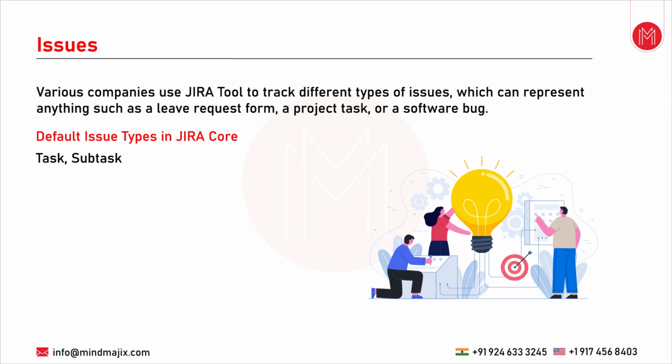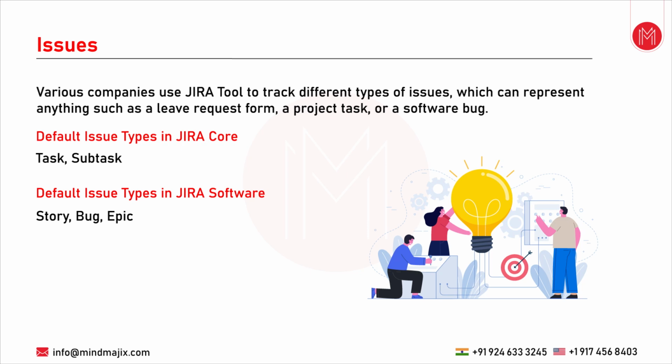Now if you talk about JIRA Software, the first issue type here is the story. So what is a story? A story is a functionality request expressed from the user's perspective. The next issue type here is a bug. A bug is a problem that impairs service or product functionality. And the third issue type here is the epic.